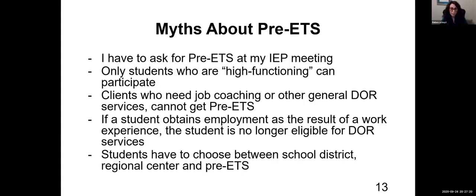Part of the planning process should really be about exploring the student's interest. We want to go beyond what may have been typically offered in the past as work experience, which is like food, flowers, and filth, so janitorial, food prep. There should be more opportunities than that.